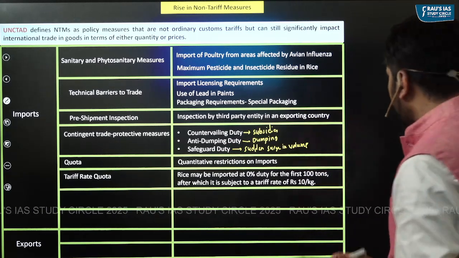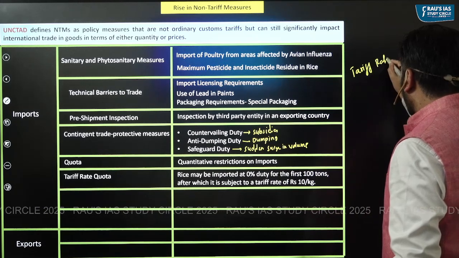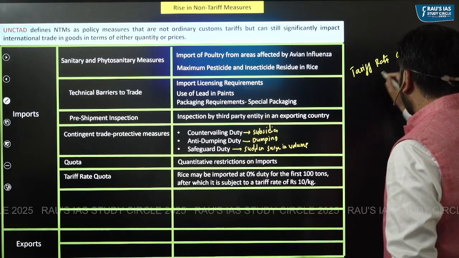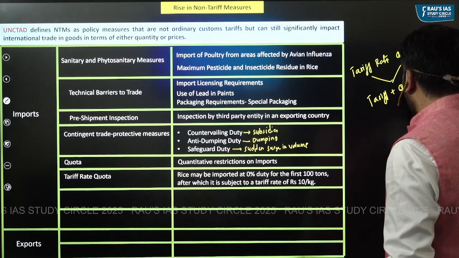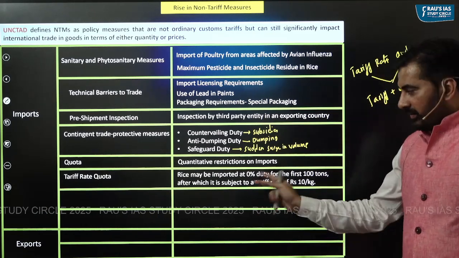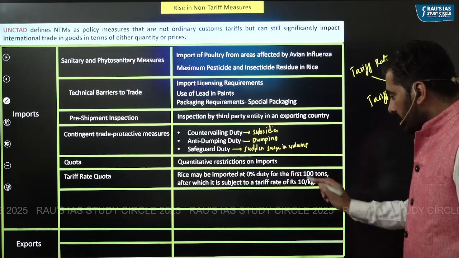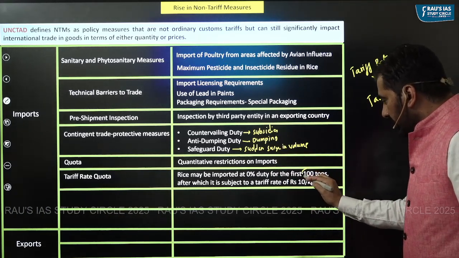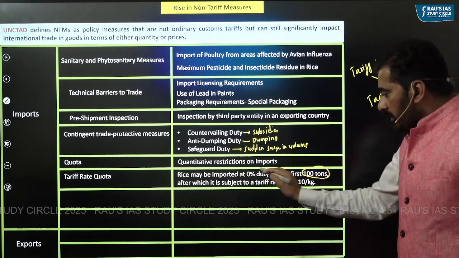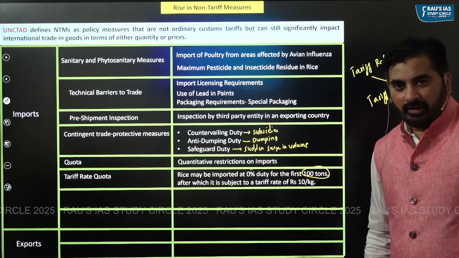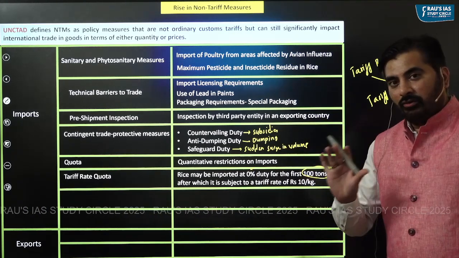Tariff rate quota. Now this is very interesting. You can see tariff rate quota, it's actually a combination of two measures. That is, one side it is tariff and the other one is quota. So how does it work? For example, here India might say that for first 100 tons of rice that we import, we will import rice at 0% customs duty. It means for first 100 tons, there is no custom duty.